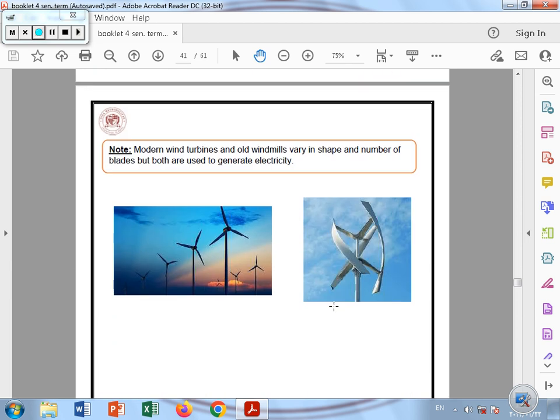Okay, now let's get a note. The modern wind turbines and the old windmills vary in the shape and in the number of the blades. As you see, this shape of the windmills and this shape of the wind turbines are different, but both of them are used in generating electricity by changing the kinetic energy that comes from the wind into electricity.